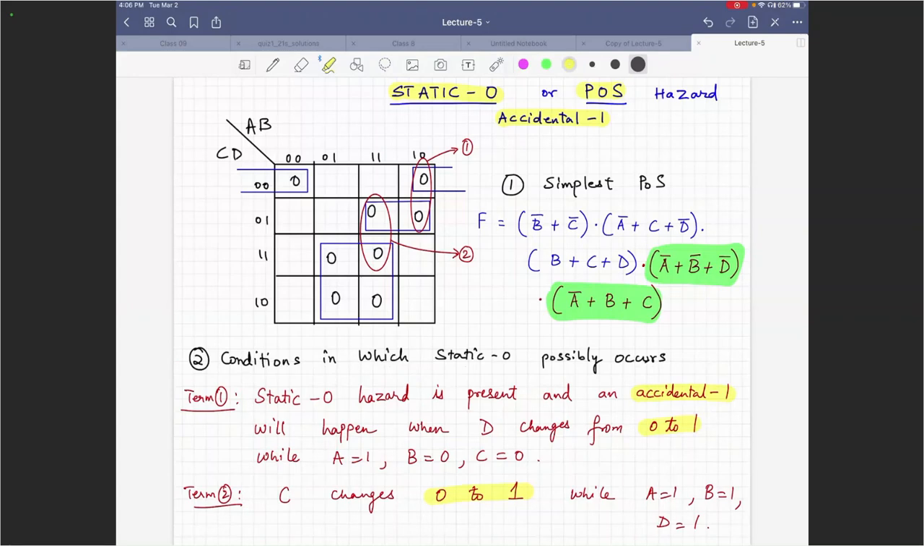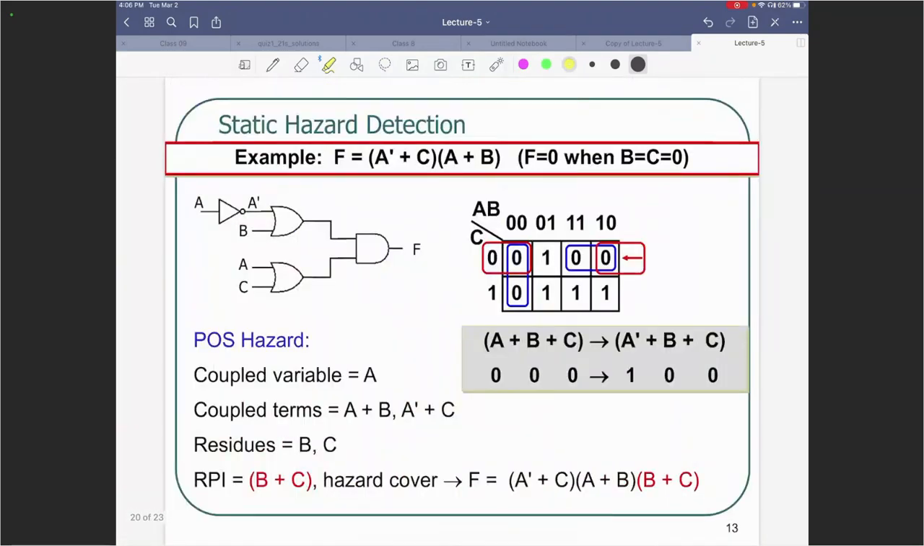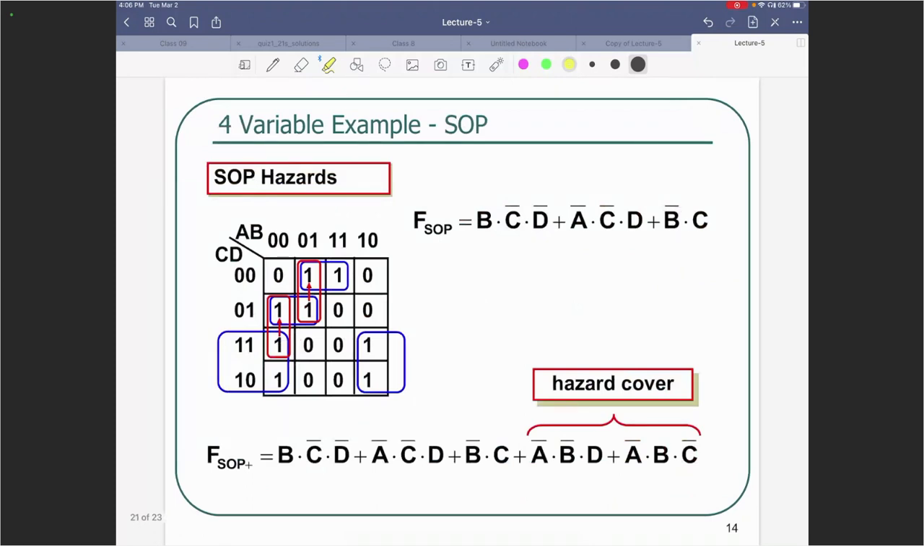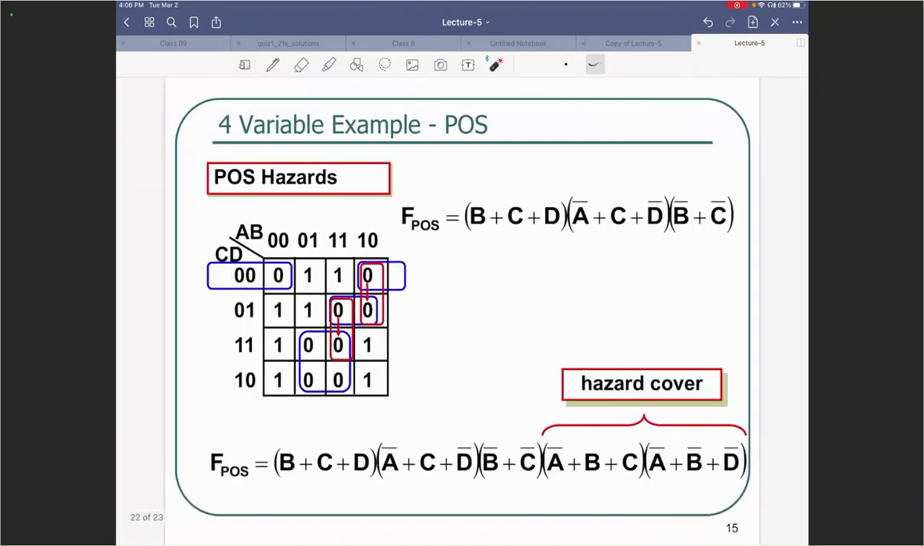All right, so the examples that we just did, those are listed over here. You can take a look at the slides, but I feel like we have actually done quite a few examples already. This is the same example as we did. In fact, we just went ahead and wrote down explicitly what are the conditions in which the SOP hazards can happen. And we did the same thing for the POS. So these are the same examples that we worked out. So nothing to be concerned there.